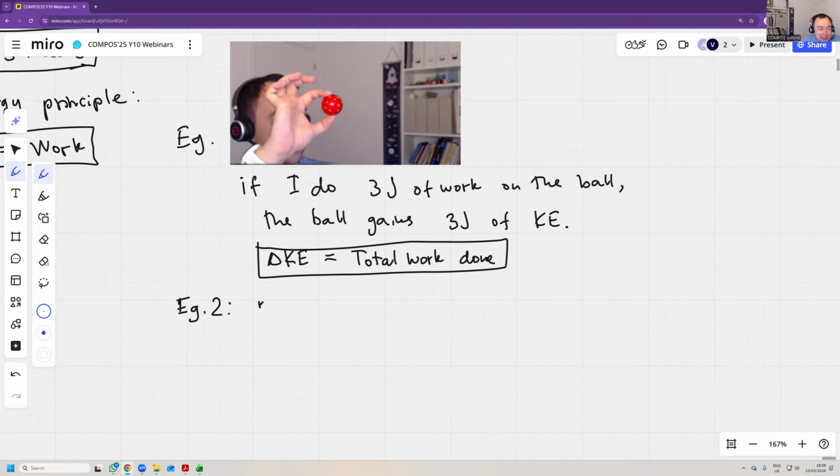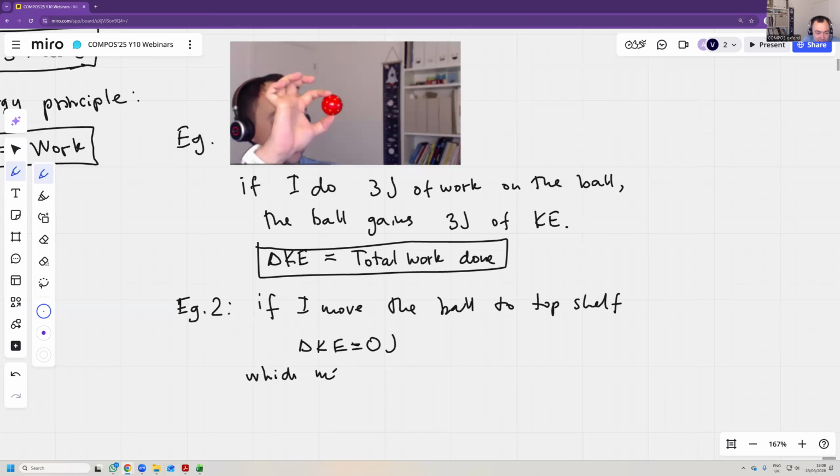So example 2. If I move the ball to the top shelf, the change in kinetic energy is 0 because the ball was not moving initially and it's not moving now, which means that the total work, which is equal to the work done by Vlad plus the work done by gravity plus the work done by friction, is 0. Okay, I hope that makes sense.